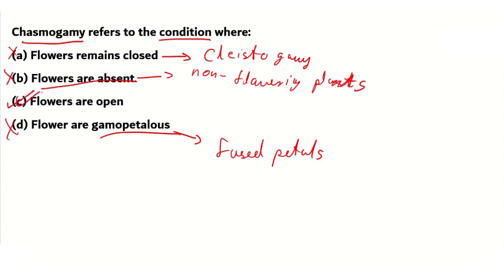The correct option is option C, flowers are open. Chasmogamy is the condition where xenogamy is preferred, and xenogamy means pollination where pollen of one flower enters the stigma of another flower which is present in a different plant. So xenogamy occurs when the flowers are open. When the flowers are open, chasmogamy is the correct name for that condition. So option C is the correct option. Option C says that flowers are open, and the condition is called chasmogamy.